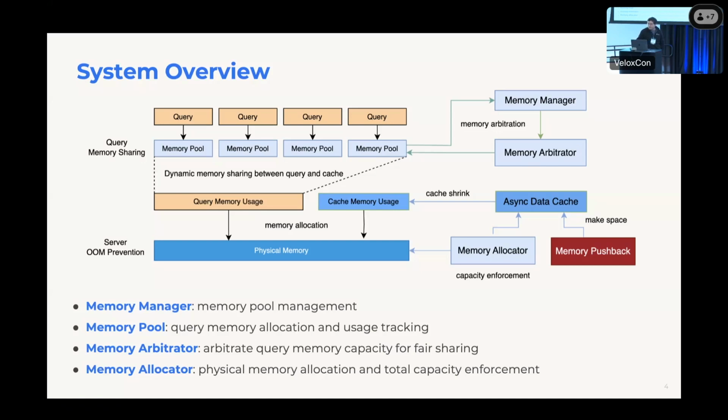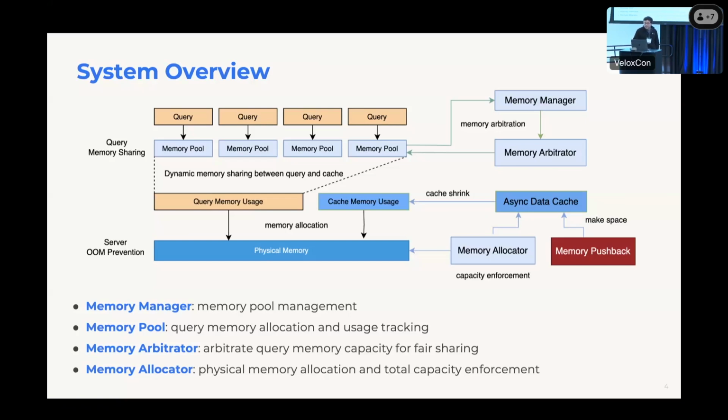On the bottom right corner, there is a memory pushback component. That is a component we built on top of the Velox runtime system, and it helps the query system, like a persistent one, prevent the server from running out of memory. The memory pushback component is a background daemon. It periodically checks the server memory usage. If the server memory usage is above a certain threshold, then the memory pushback component triggers the Velox memory system to free both used and unused memory.